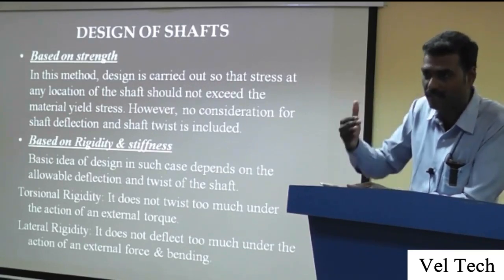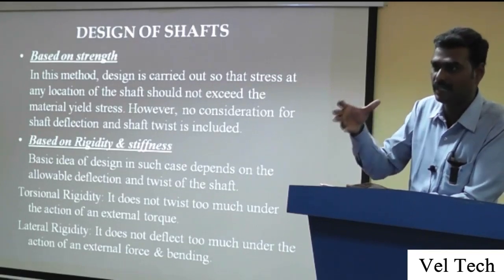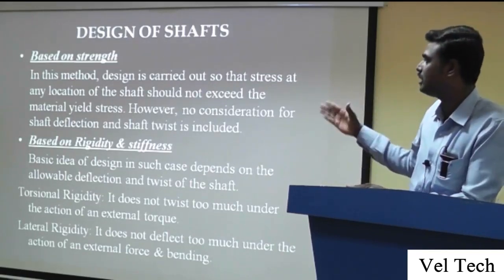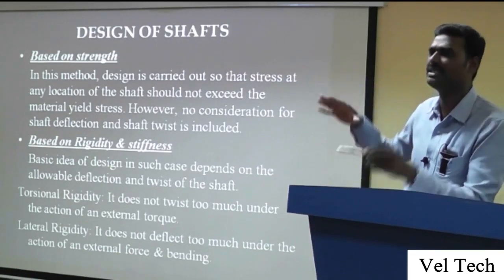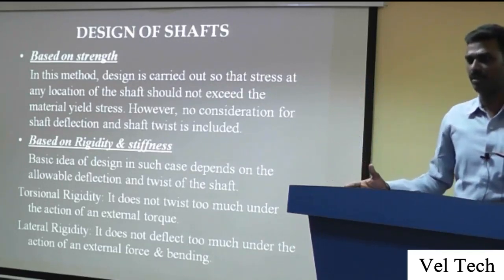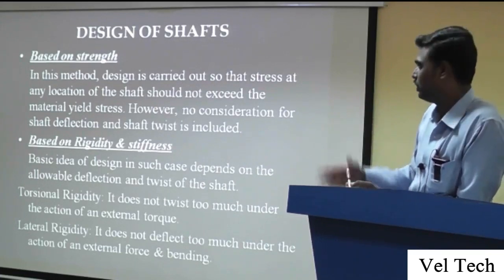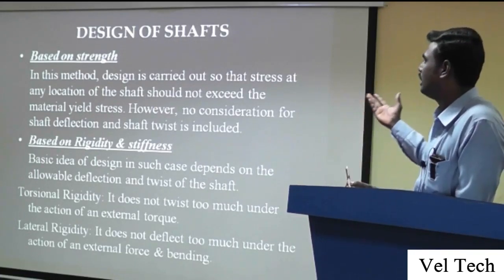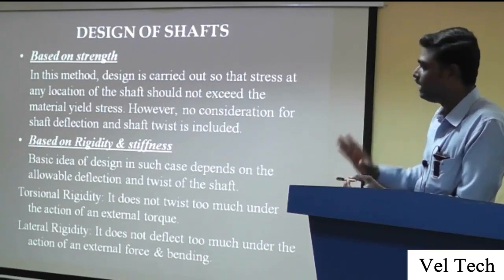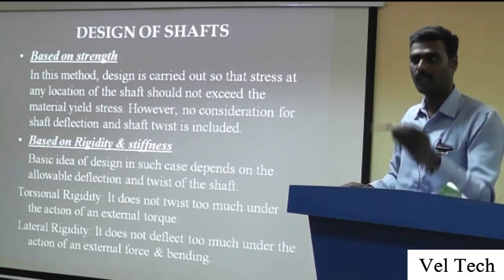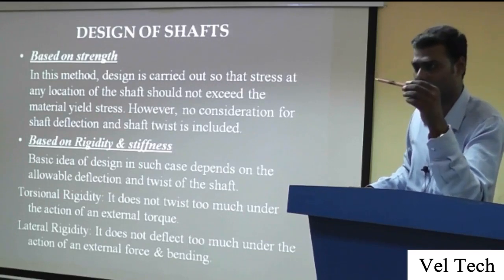Right. So based on the strength, how are we going to design a shaft? In this method, design is carried out so that the stress acting at any location of the shaft should not exceed the material limit. My material may be anything, it may be 30C8 or 45C8, whatever it is, but the stress should not exceed the predetermined value. It should be equal to or below the value of yield stress. This kind of approach is called based on strength. I am not considering the deflection, I am not considering the twist.